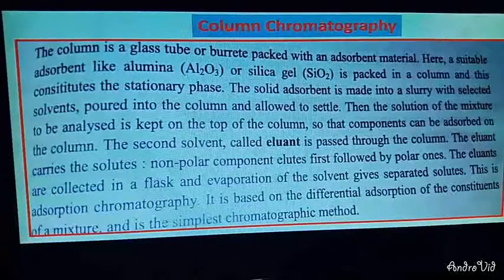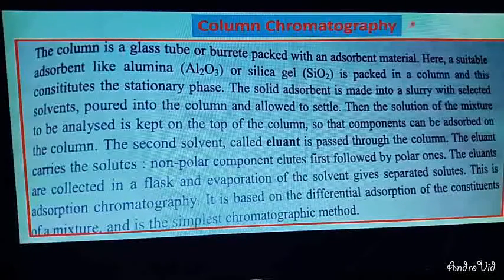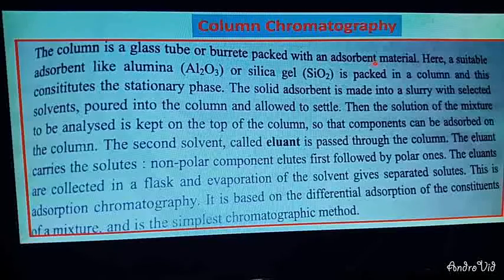Now column chromatography. So this is a very important technique of chromatography. So the column is a glass tube. Basically column is nothing but a glass tube or burette type tube. It must be packed with an adsorbent material. So which type of material can be used as adsorbent material that can be packed in the column? Basically it can be alumina or silica gel type substances. It can be packed in a column.